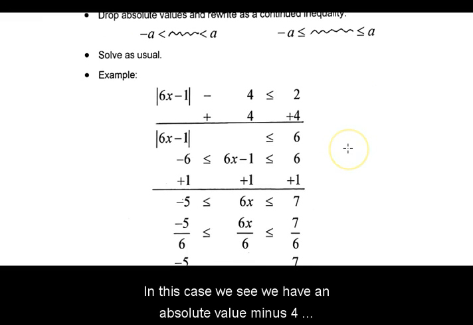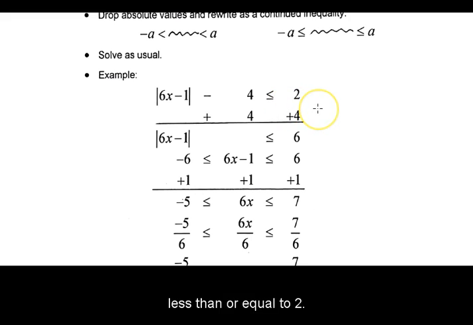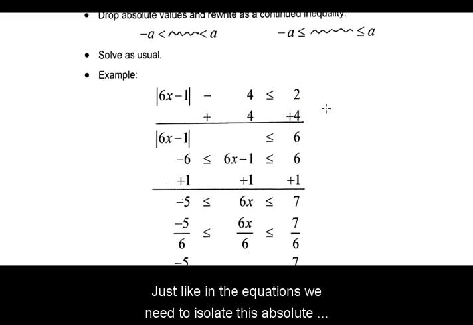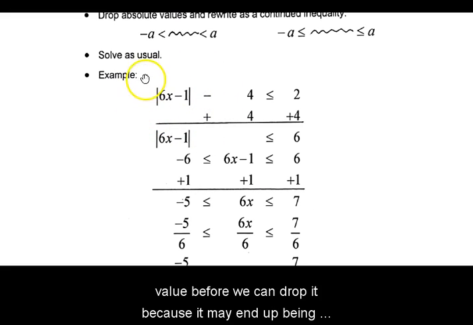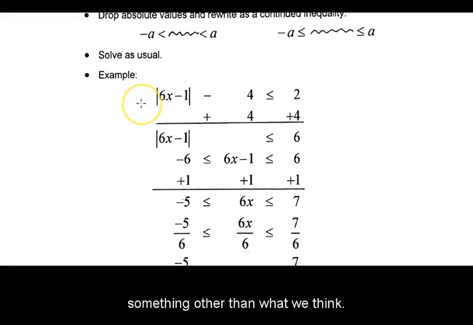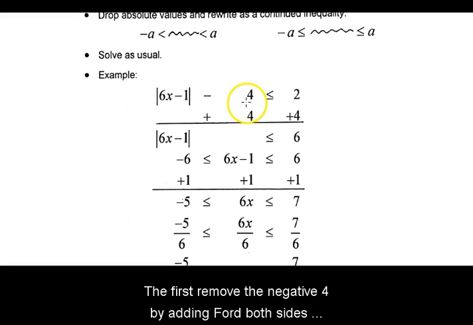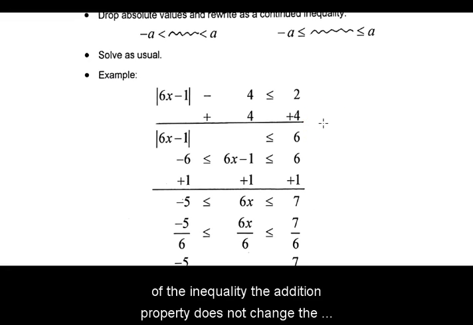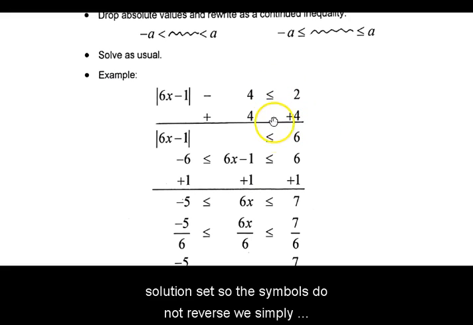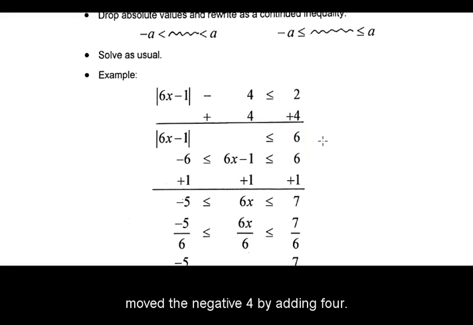In this case, we see we have an absolute value, -4, less than or equal to 2. Just like in the equations, we need to isolate this absolute value before we can drop it, because it may end up being something other than what we think. So first, we move the -4 by adding 4 to both sides of the inequality. The addition property does not change the solution set, so the symbols do not reverse. We simply move the -4 by adding 4.